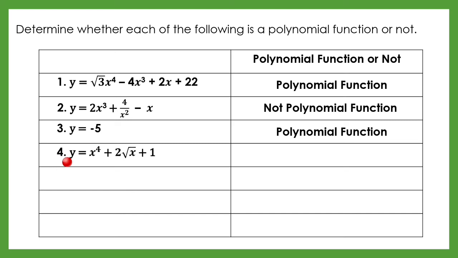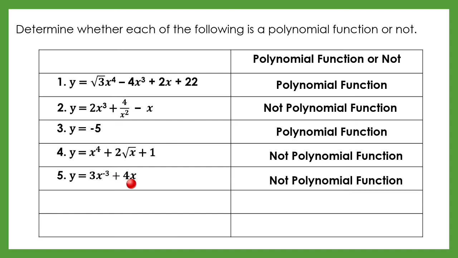Number 4, y equals x to the fourth plus 2 square root of x plus 1. So, ngayon naman, meron tayong variable sa loob ng radical sign. So, ibig sabihin, this is not polynomial function. Number 5, y equals 3x raised to negative 3 plus 4x. Kung mapapansin natin, meron tayong exponent na negative 3, negative exponent. So, kung may negative exponent, this is not a polynomial function.